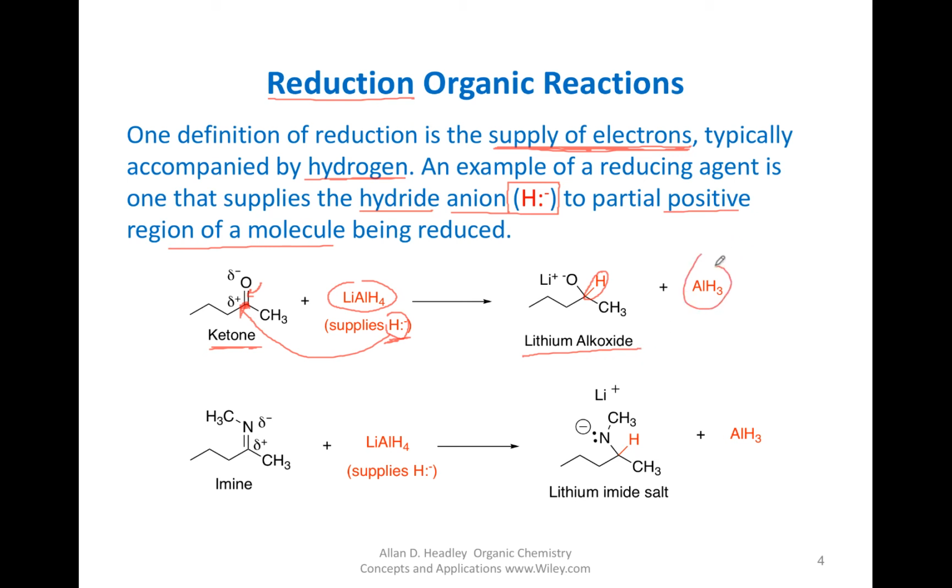Here's your inorganic product. Same here, if you have an imine, partially positive, partially negative, H minus is being supplied from lithium aluminum hydride. So that's your reducing agent. You can go to the stock room and buy a gram of lithium aluminum hydride. It will supply H minus, which will add right here, and here it is to give you a salt.